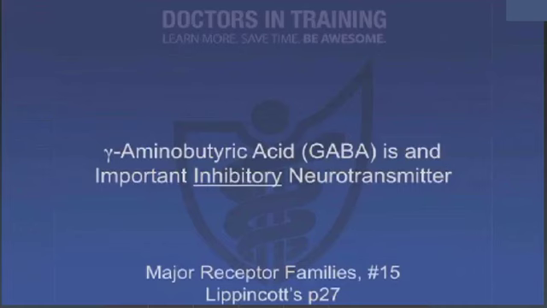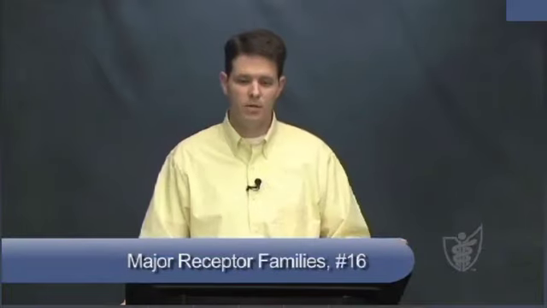Another example would be GABA, or gamma-aminobutyric acid. Now GABA is an important inhibitory neurotransmitter. And when the presynaptic neuron releases GABA, that GABA goes across the synapse and binds to a receptor on the postsynaptic cell. And that receptor is a chloride channel that opens up, and it allows chloride ions to flow into the cell, and that hyperpolarizes the cell membrane, makes that postsynaptic cell less likely to fire, so it's an inhibitory transmitter.